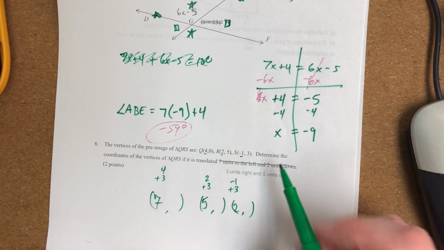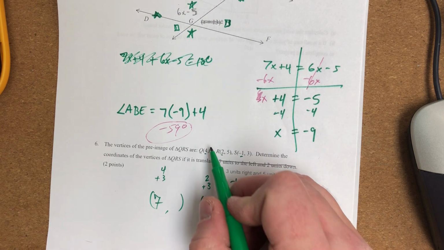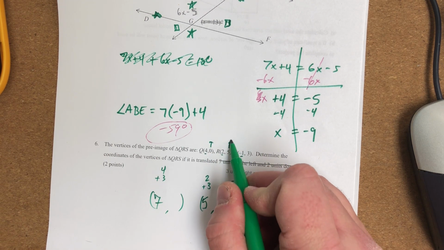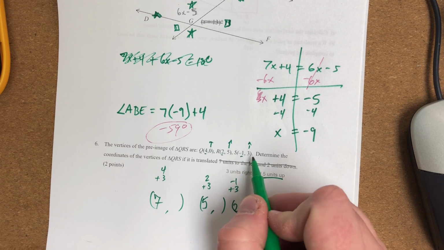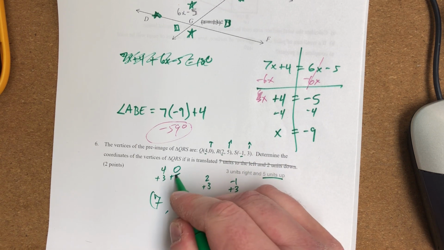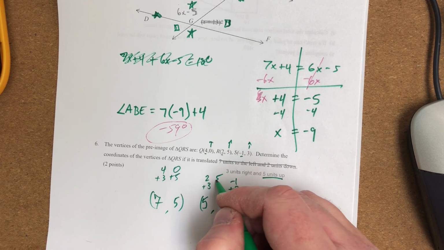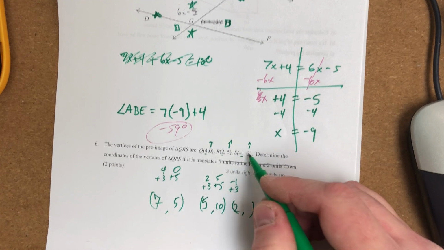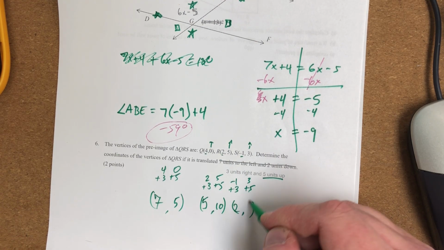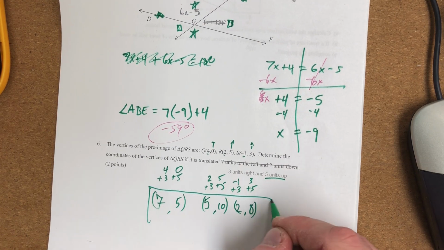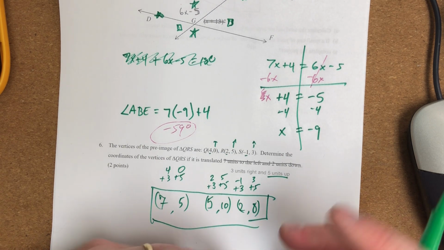Then we have 5 units up. So that's each of these up 5. So we'll just add 5 to each of those. So 0 plus 5 is 5. 5 plus 5 is 10. And 3 plus 5 is 8. Okay.